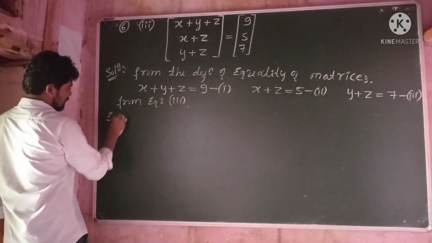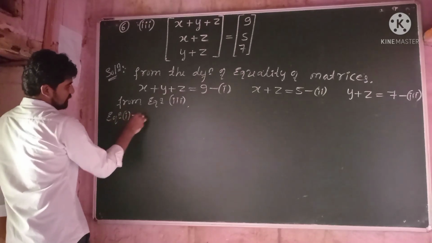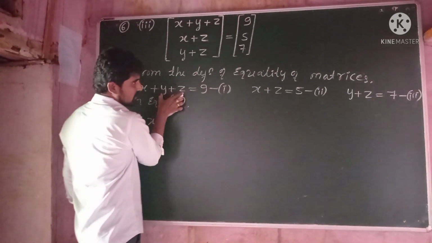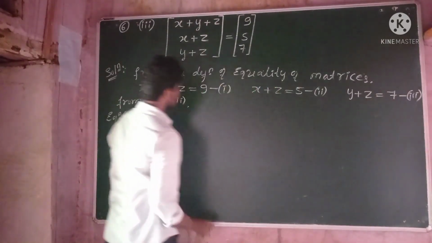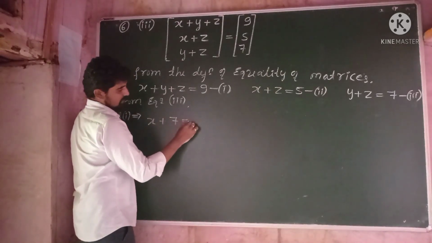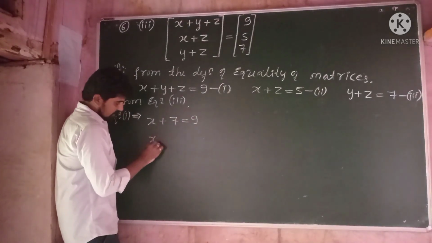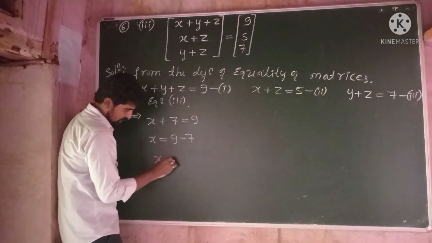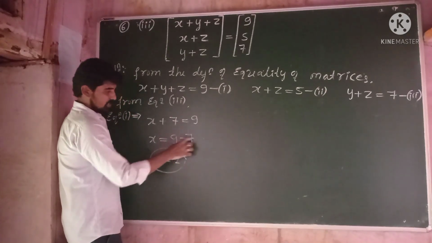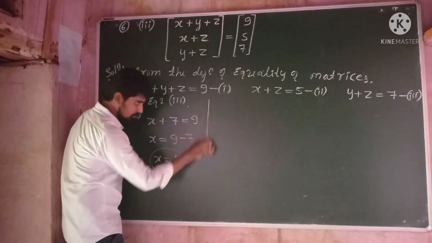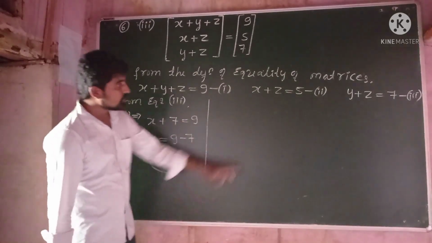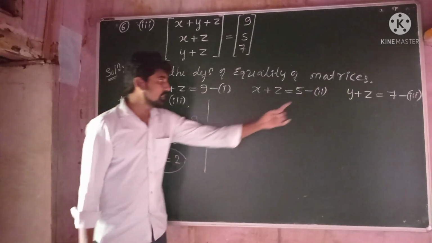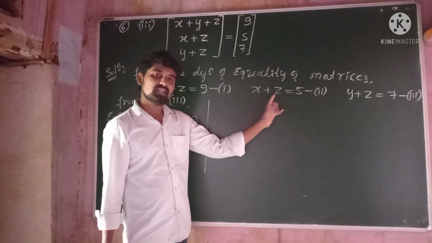Equation 1 implies x as it is plus, in place of y plus z, the value of y plus z is 7, plus 7 is equal to 9. Therefore, x is equal to 9 minus 7. So hence the value of x is equal to 2. 9 minus 7 is equal to 2. And now, to get the value of z, substitute the value of x in equation number 2. Directly we get the value of z.